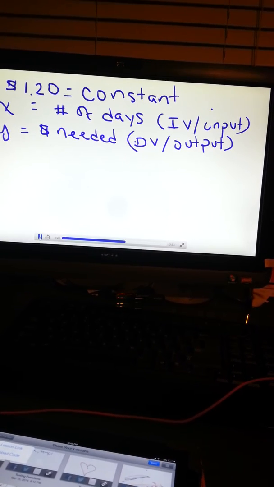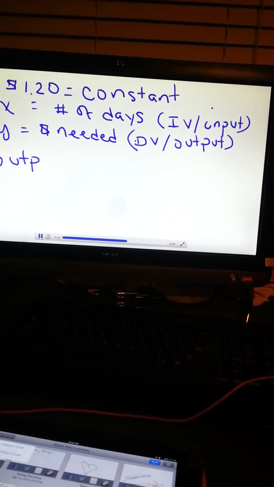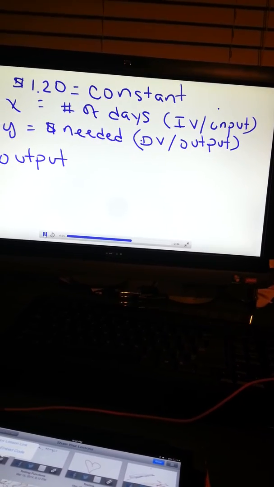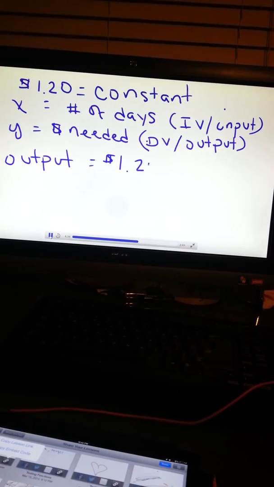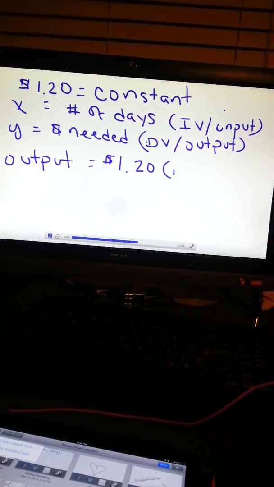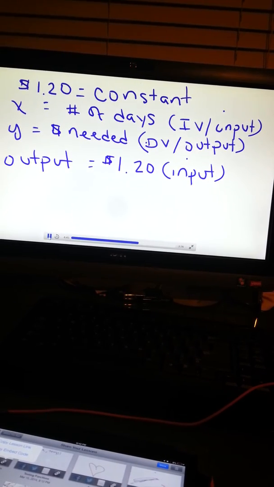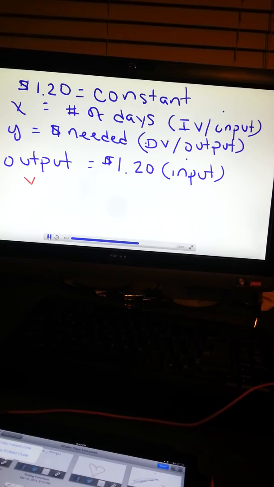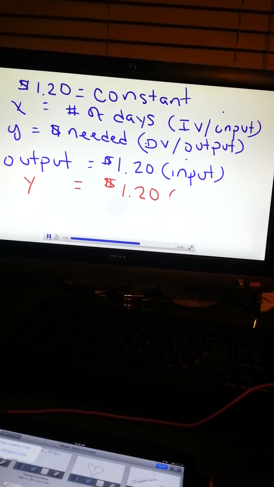We can set up the problem as such. Output equals $1.20 times input, or Y equals $1.20 times X.